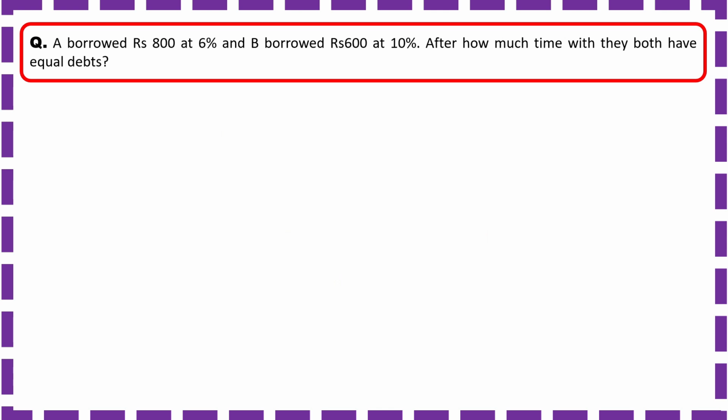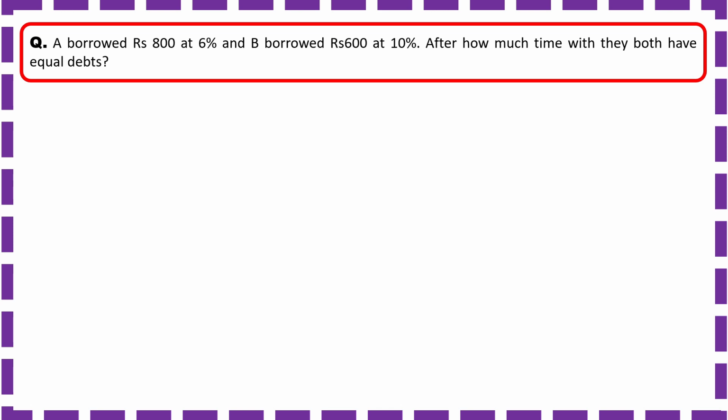A borrowed rupees 800 at 6% and B borrowed rupees 600 at 10%. After how much time will they both have equal debts? A borrowed rupees 800 at 6% per annum. At the same time, B borrowed rupees 600 at 10%. After how much time will they both have equal debts?